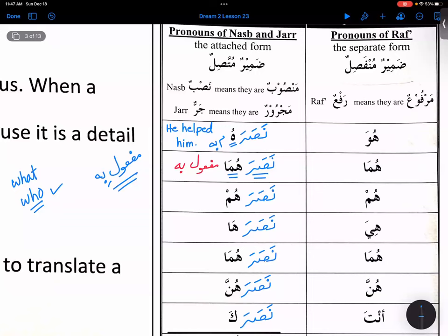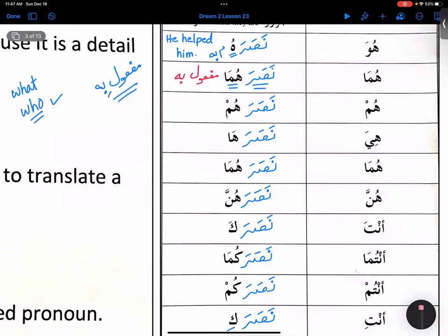When I say Nasarahum, he helped all of them. What is this hum? Maf'ool bihi. Okay, this hum is maf'ool bihi. Then we say Nasaraha. What is this ha? He helped her. Now this her is maf'ool bihi. Ha is maf'ool bihi over here.